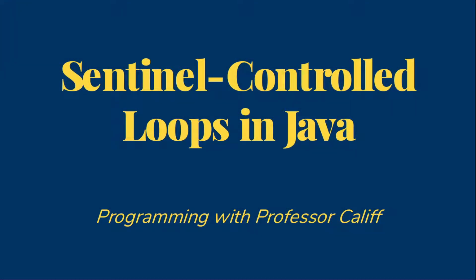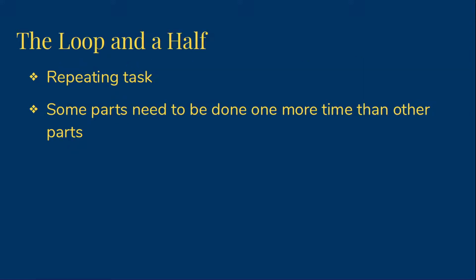Today I'd like to talk to you about Sentinel-controlled loops in Java. We're going to start with a broader concept, the idea of the loop and a half. With a loop and a half, we have a repeating task of some kind, but some parts of the task need to be done one more time than the other parts. One example of this in the real world would be something like fence posts. We need one more fence post than we need sections of fence between the fence posts.